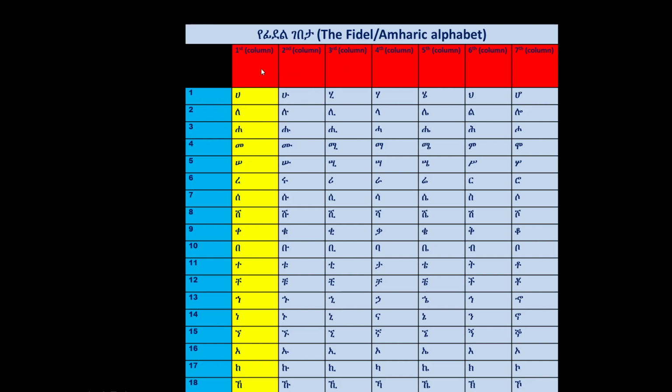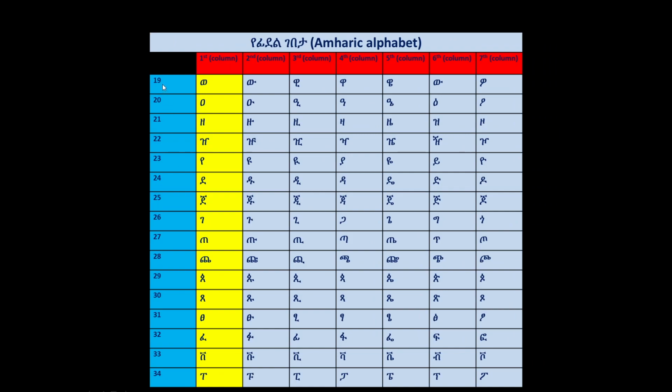This is the Amharic alphabet. As you can see, from number 1 up to 18, from 19 up to 34. So in the first column, second, third, fourth, fifth, sixth, and seventh. So 34 times 7 gives us 238 letters.